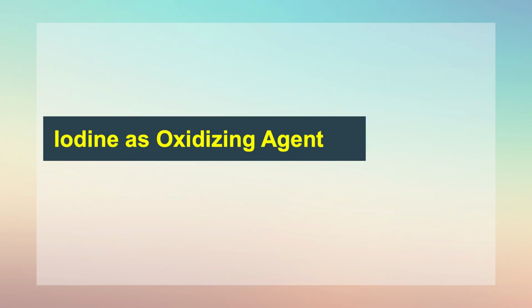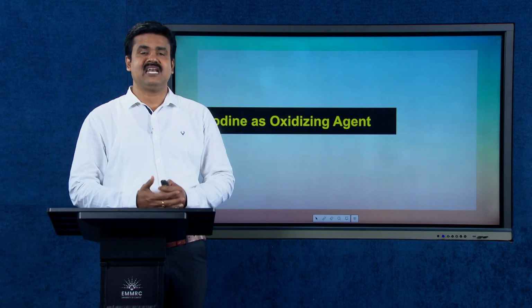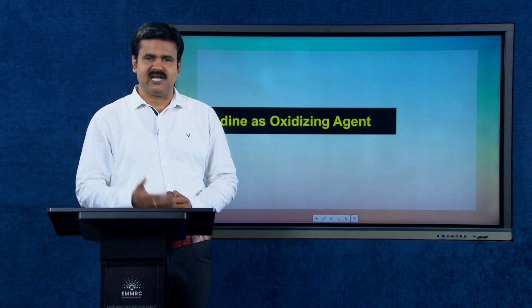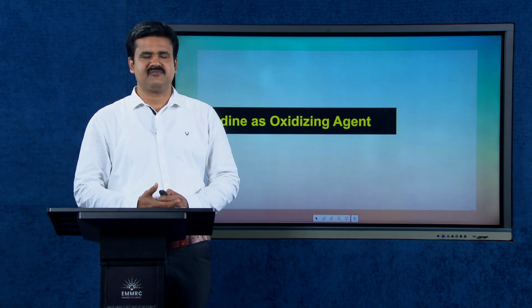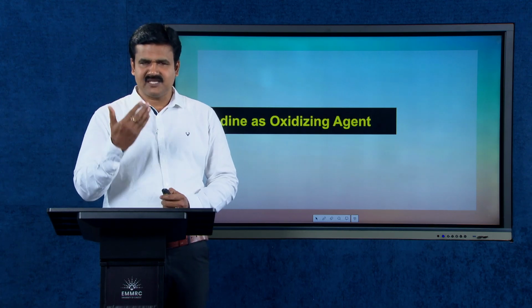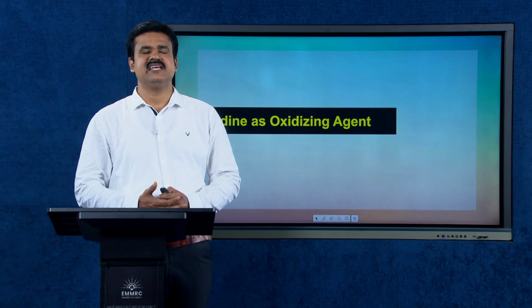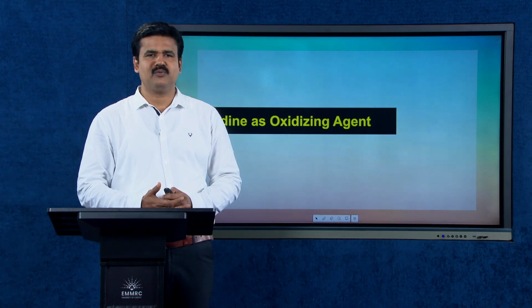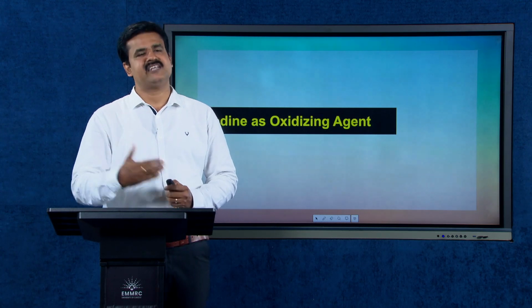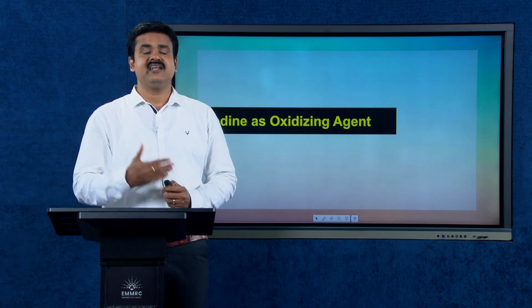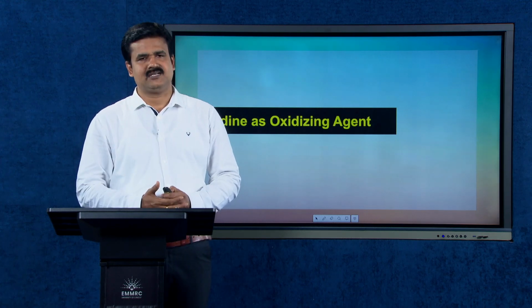First of all, iodine as an oxidizing agent. You are familiar with the element iodine. It is a halogen. It belongs to the halogen family. The halogen family members are fluorine, chlorine, bromine, iodine, astatine and tennessine. So, iodine is the fourth halogen.